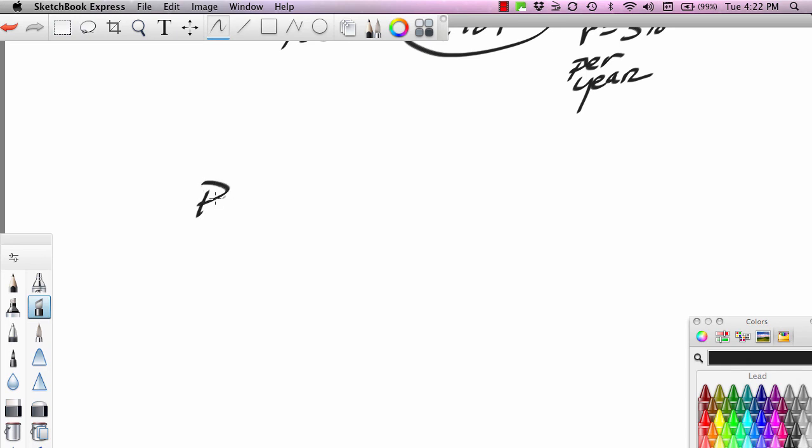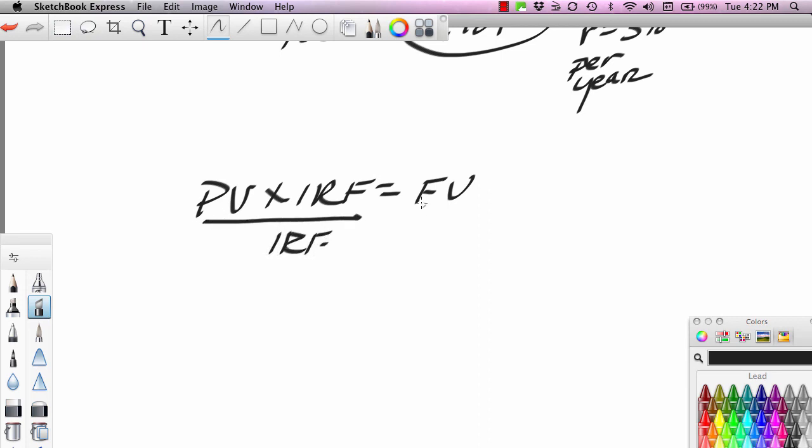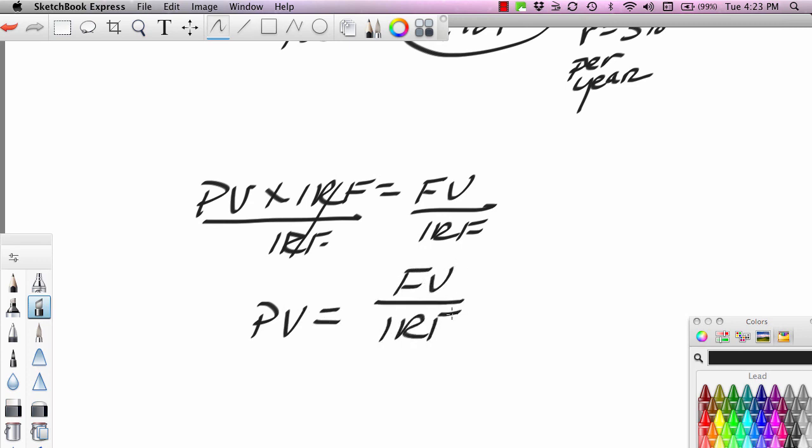If the present value times the interest rate factor equals the future value, we can rearrange this. We can divide both sides of this by what? We can divide both sides of this by the interest rate factor. Of course, if we do that, this cancels. The present value is equal to what? The future value divided by the interest rate factor. Okay? So if you know the future value and you know the interest rate factor, you can find the present value.